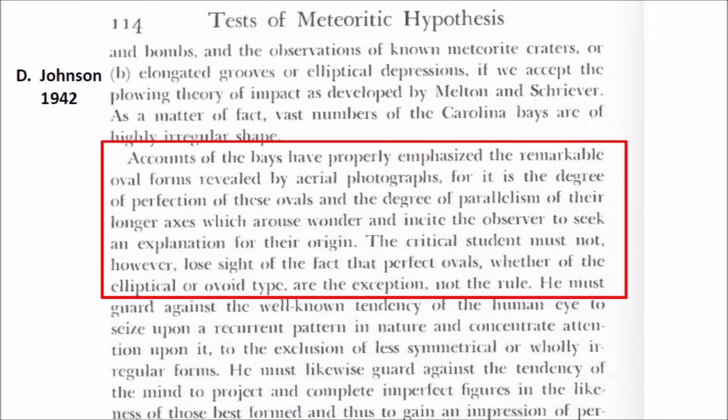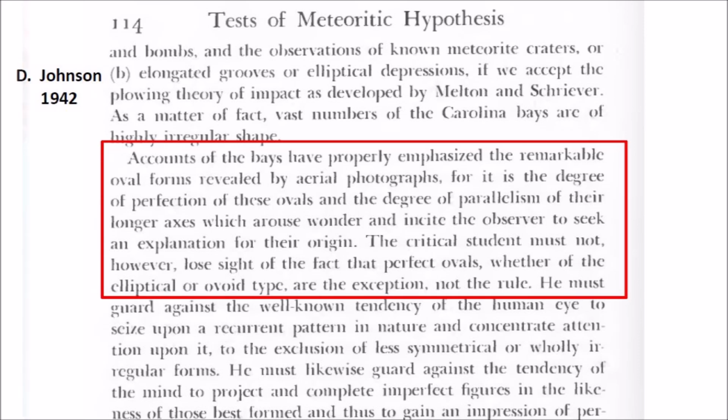Johnson dismissed the elliptical geometry of the bays, saying that the photographs of bays selected for publication have a perfection of outline that is not typical of the thousands of photographs on file at various survey offices. He wrote, quote, "Accounts of the bays have properly emphasized the remarkable oval forms revealed by aerial photographs, for it is the degree of perfection of these ovals and the degree of parallelism of their longer axes which arouse wonder and incite the observer to seek an explanation for their origin. The critical student must not, however, lose sight of the fact that perfect ovals, whether of the elliptical or ovoid type, are the exception, not the rule."